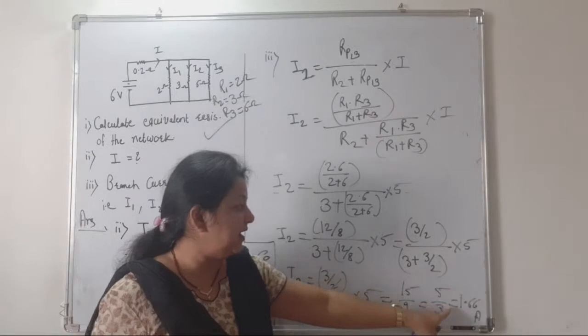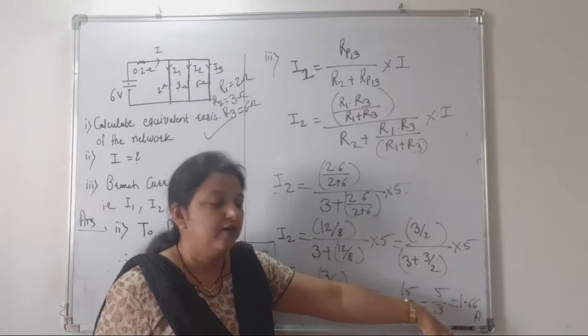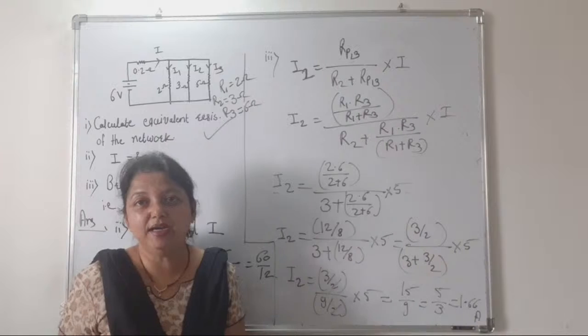3 1s are 3, 20. So, 1.66 ampere. Do you understand?